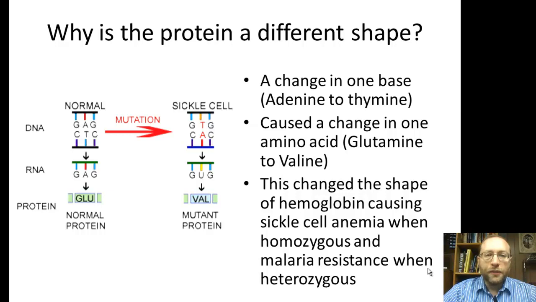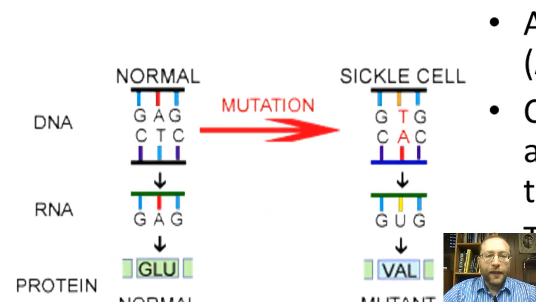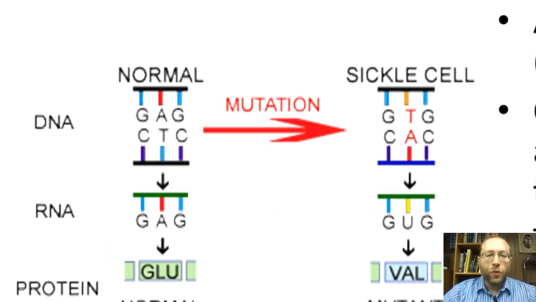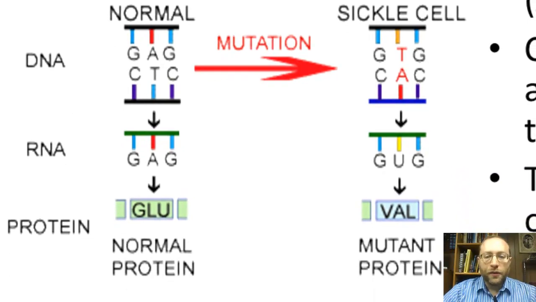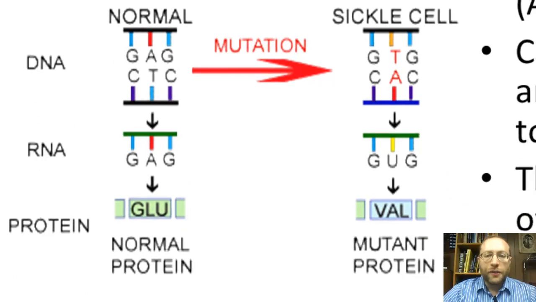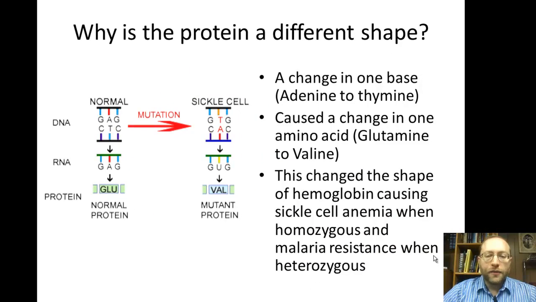Why does the protein make a different shape? If you look here at the DNA, we'll notice that there's just a change in one base. An adenine turns into a thymine. Just one base change. That one base change causes one change in amino acid, where glutamine is changed into valine. That one little change causes the change in the shape that allows the clumping and makes a person have sickle cell anemia if they're homozygous and resistance to malaria if they're heterozygous.